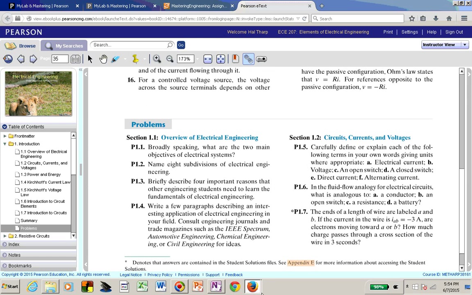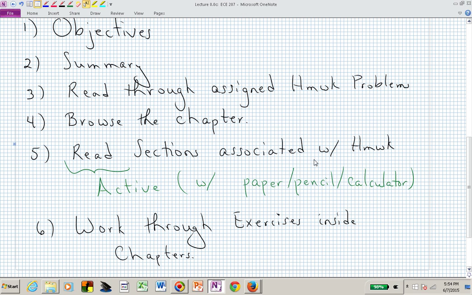Once you've now identified the sections that you need to study, go ahead and read those actively with paper, pencil, and calculator. You're trying to follow along and understand what it is that's being discussed in each of those particular sections that you need to become comfortable with based on the homework problems that have been assigned.